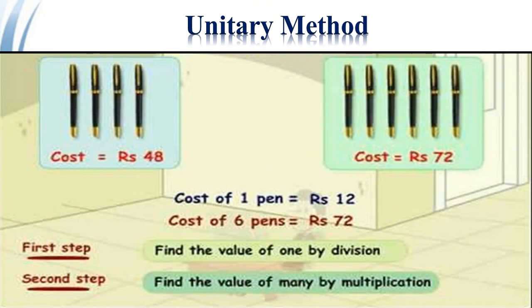For example, look at this picture. There are 4 pens that cost 48 rupees. Now we want to find the cost of one pen, that is 48 divided by 4, we get 12. Now we want to find the cost of 6 pens, that means 6 multiplied by 12, we get 72. There are two very important steps. The first step: find the value of 1 by division; then find the value of many by multiplication.